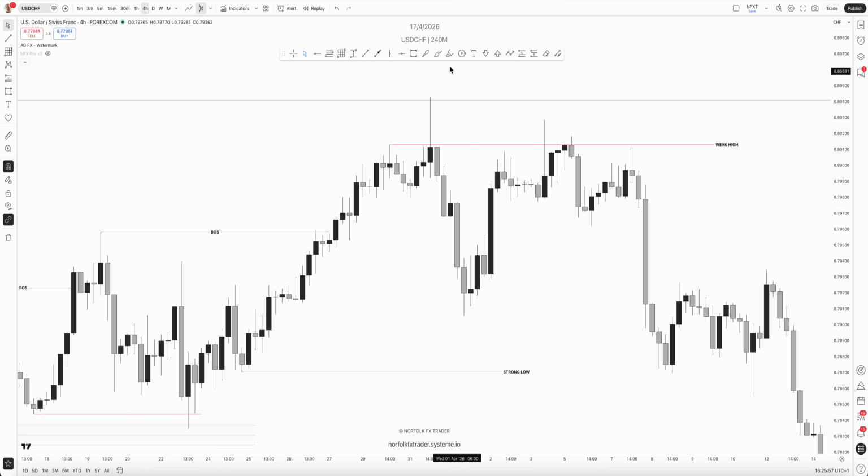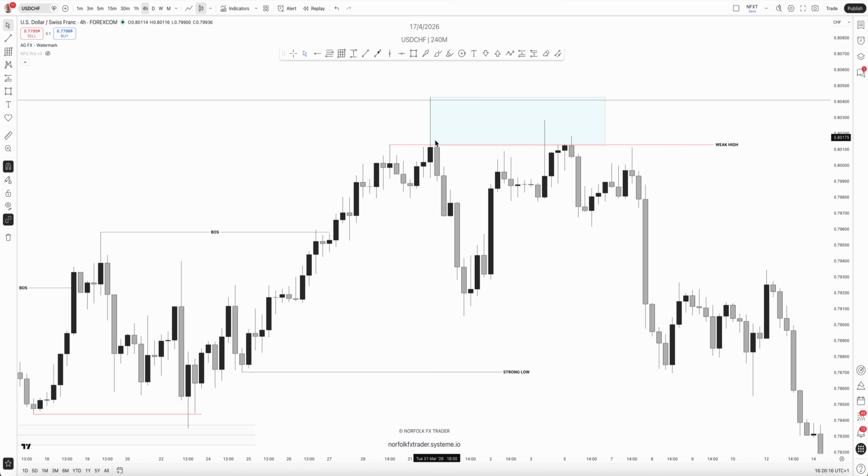So right here is a great time to look for areas of, we have a wick area here of supply, which does act as an area price pulls back into, but on a lower time frame, you're probably going to find a refined zone here of supply price comes back into.